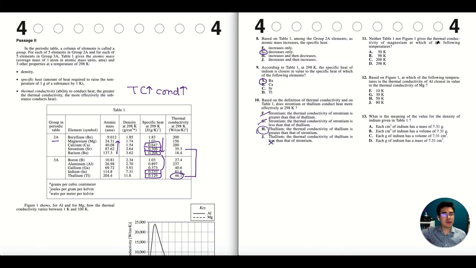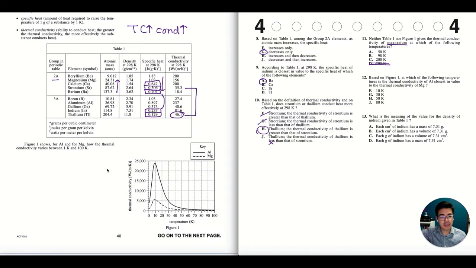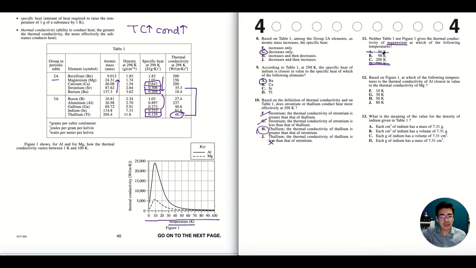Okay, 11. Neither table one nor figure one gives the thermal conductivity of magnesium at which of the following temperatures? Okay, table one, magnesium thermal conductivity. Which temperature? Oh, I see, temperature is 298. So it's definitely not D. Then I don't see any other temperatures, so let's go down to figure one. Magnesium is a dotted line there. Temperature is on the x-axis, and all these temperatures are tested. So anything from 0 to 100. Let's see. 200, not tested, right? Neither.